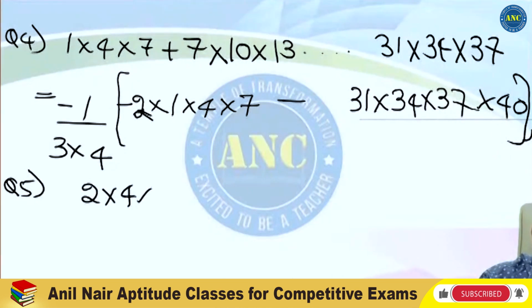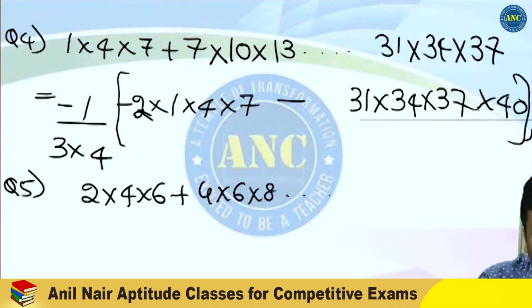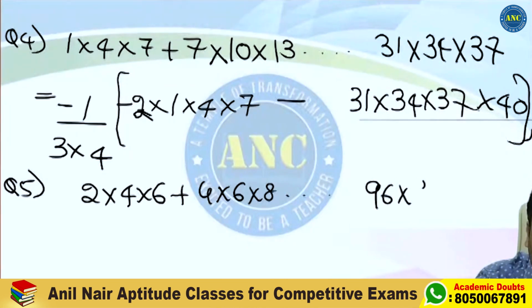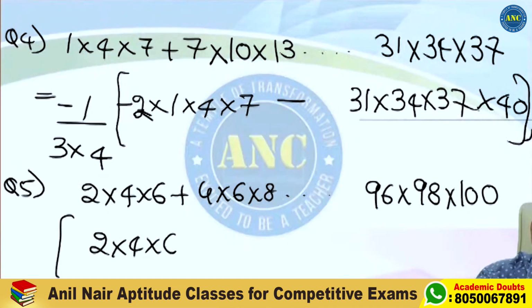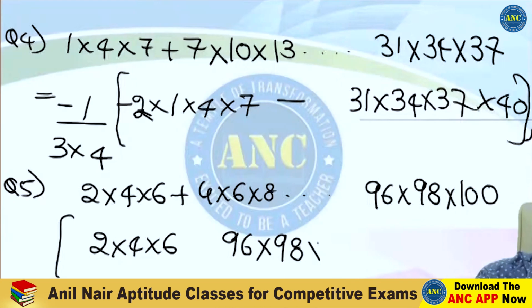2 into 4 into 6, 4 into 6 into 8, and so on up to 96 into 98 into 100. 3 numerical values. 2 into 4 into 6. The worst part about it is no repeat telecast. Right?